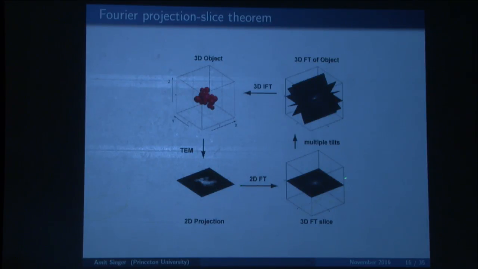And now you can take the 2D Fourier transform of every projection image. You can ask what is the relationship between the 2D Fourier transform of a projection image and the Fourier transform of the 3D object. Well, every such 2D Fourier transform is nothing but the restriction of the 3D Fourier transform of the molecule to a central slice that goes through the origin. And the orientation of that slice is completely determined by the orientation of the molecule or the viewing direction. Actually, if you think about it, that's how medical imaging works.